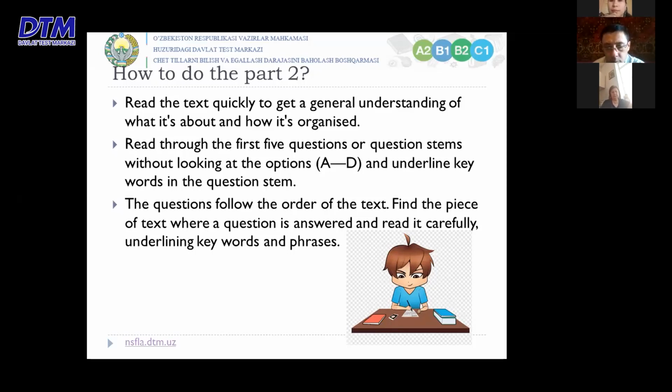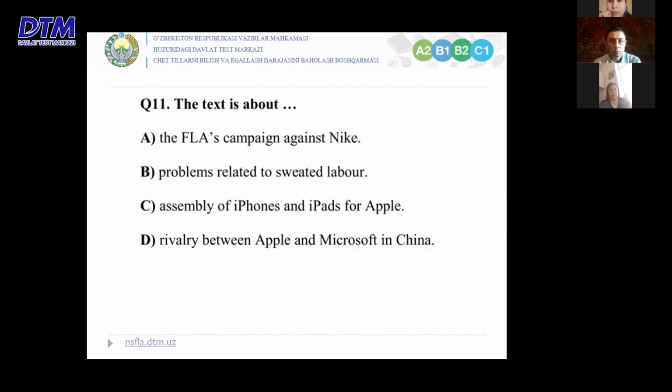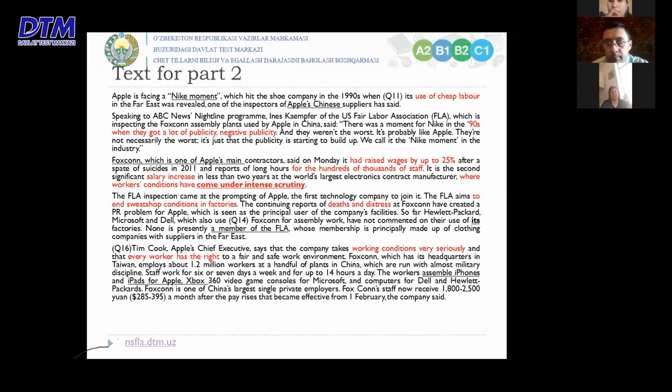This is the cut of the text from our sample. Here is the question, question 11. The text is about. So this is the question about the whole text. You should read the whole text. You should be very quick for doing this task. And here are some key points for you to solve this question.